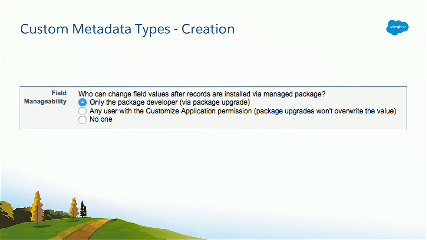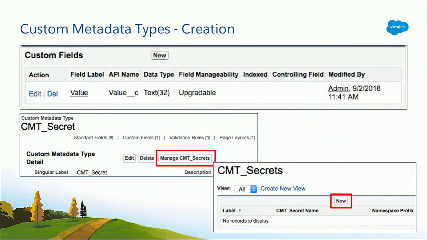So I want to draw your attention to this, because if you're storing secrets in a custom metadata type, you need to think about how you want to update those values in the future. If the secret is yours alone, pick option 1. If the secret is customizable by the installer, pick option 2. If the secret never changes, pick option 3. Okay? All right, so now we have a custom field to hold our value.